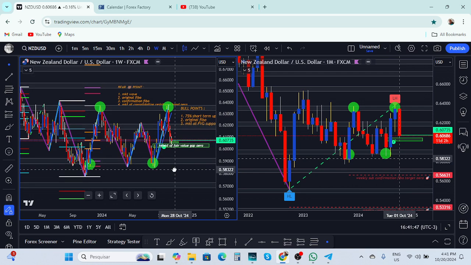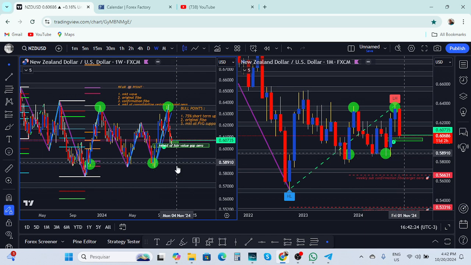Continuation of the analysis for this week. On this one, what we are going to talk about is how we can use the higher time frame and the smaller time frame to better understand how to potentially buy the market, or maybe it is a sell opportunity. We're going to see. So on this one, this is NZD and USD.